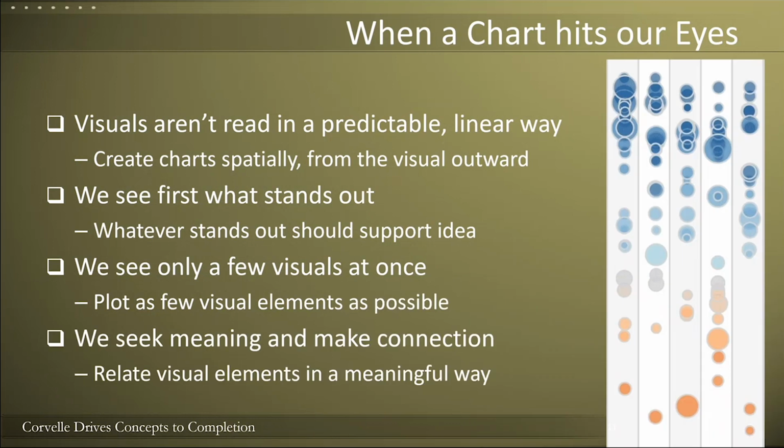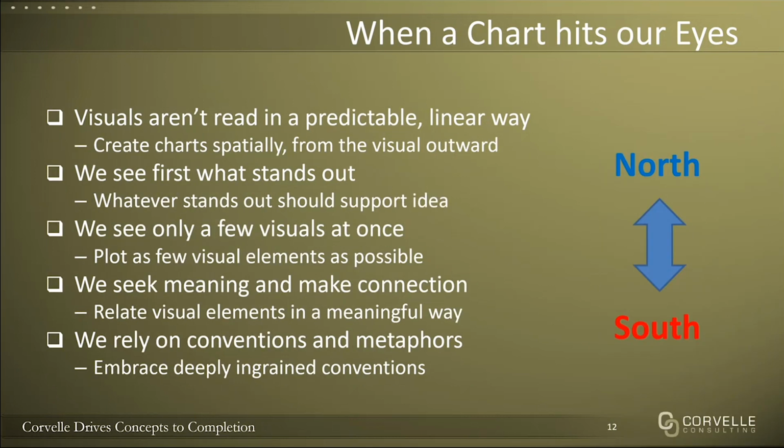We seek meaning and try to make connections. So we need to relate the visual elements in a meaningful way. You notice how color, size, shading, and position do that in this particular visualization. We rely on conventions and metaphors. For example, we have agreed that north will be at the top of charts and south will be at the bottom. And generally, we want to show time from left to right as an example.